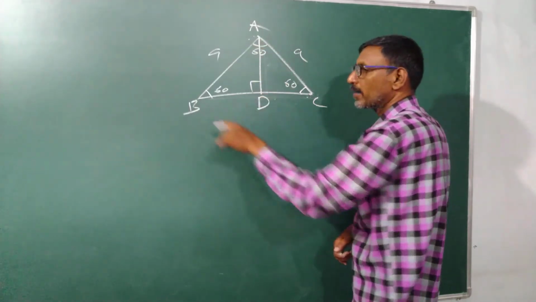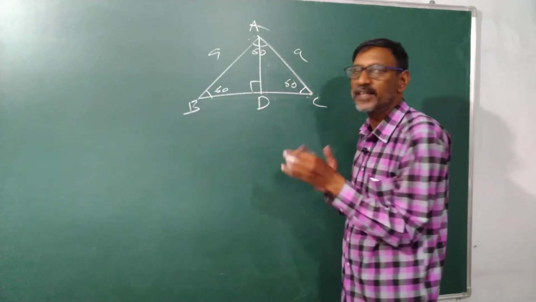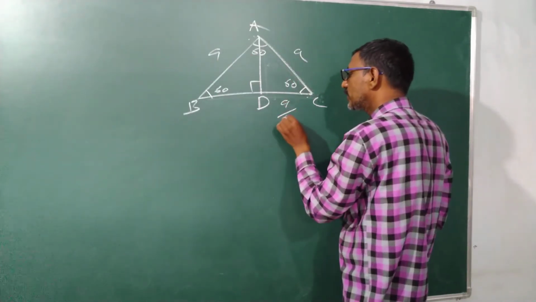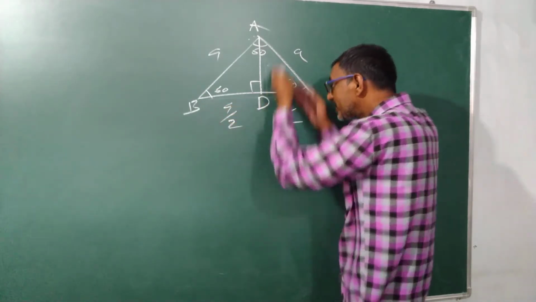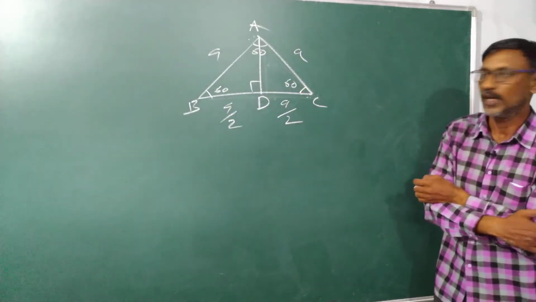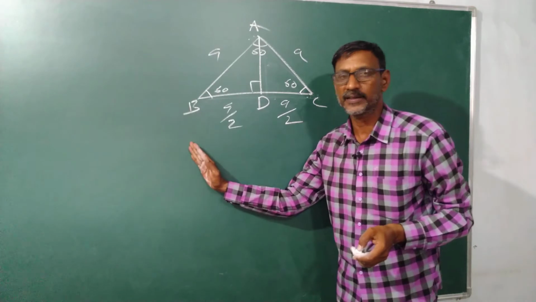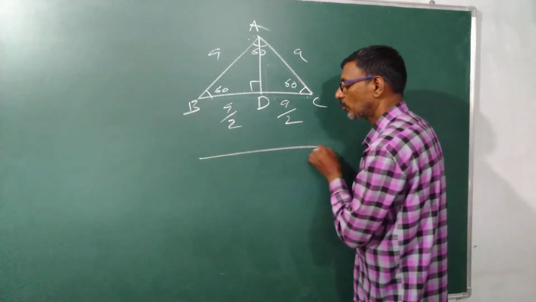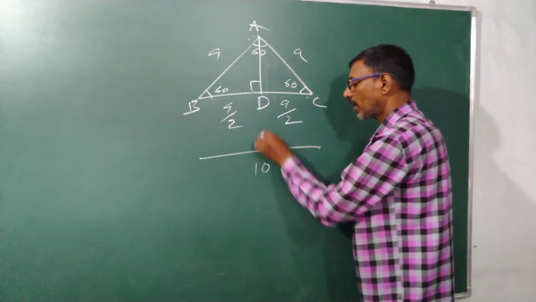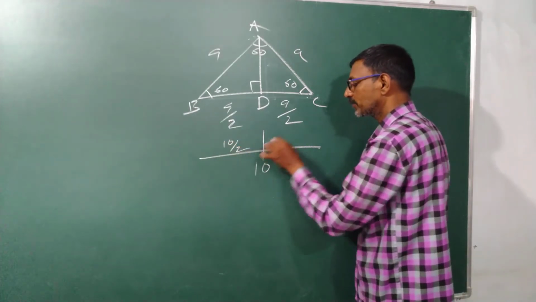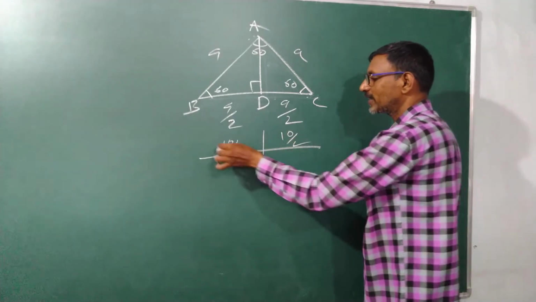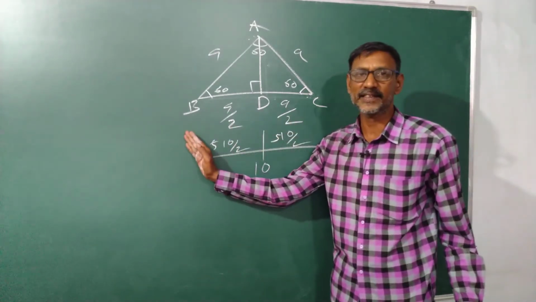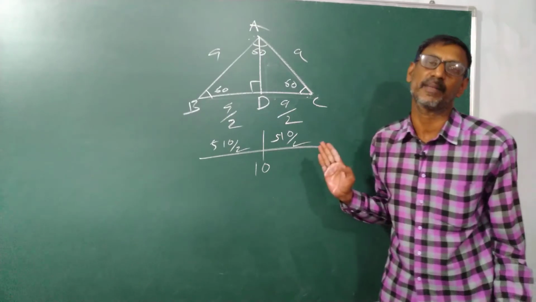AD is my perpendicular and it divides the base into two equal halves. This is A and this is A. This is A by 2 and this is A by 2. It is divided into two equal halves. Suppose this is 10 centimeters. This is 10 by 2 and 10 by 2. Total is 10. Half of it is 10 by 2, half is 10 by 2. That is nothing but 5 and 5. The total length is A, then this is A by 2 and this is A by 2.